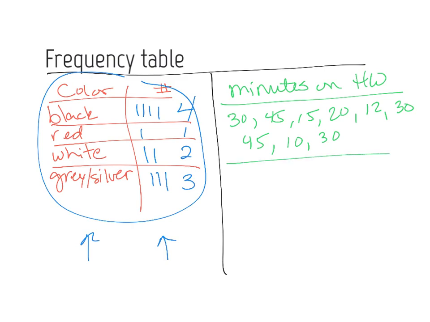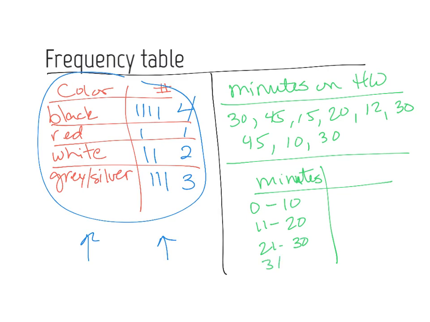So here, to do a frequency table, you could put the number of minutes, and you can put them in groups. So let's say 0 to 10 minutes, 11 to 20, 21 to 30, 31 and over, just to make it easy. So 0 to 10 minutes, we have 1 right here. There's a 10 minutes. So there's 1 person. So we'll say the number of people.